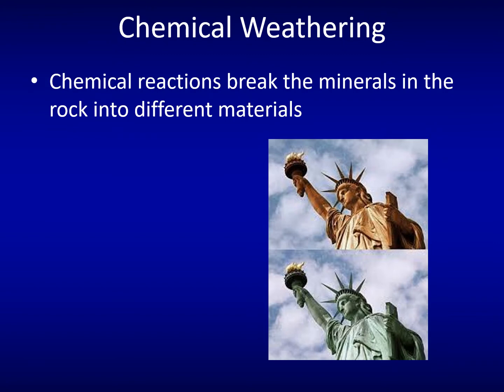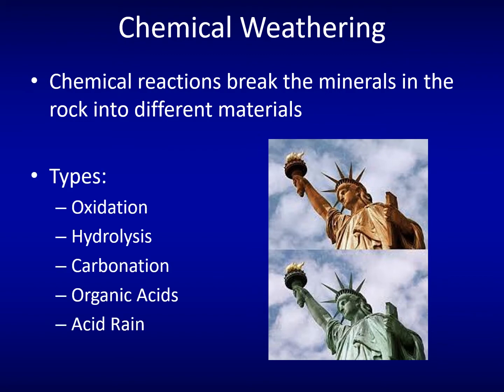Chemical weathering involves the chemical reaction to break minerals down that are in the interiors of the rock, and it really produces different materials. Types of chemical weathering include oxidation, hydrolysis, carbonation, organic acids, and acid rain. Pictured here is what the Statue of Liberty might look like if she hadn't weathered chemically.